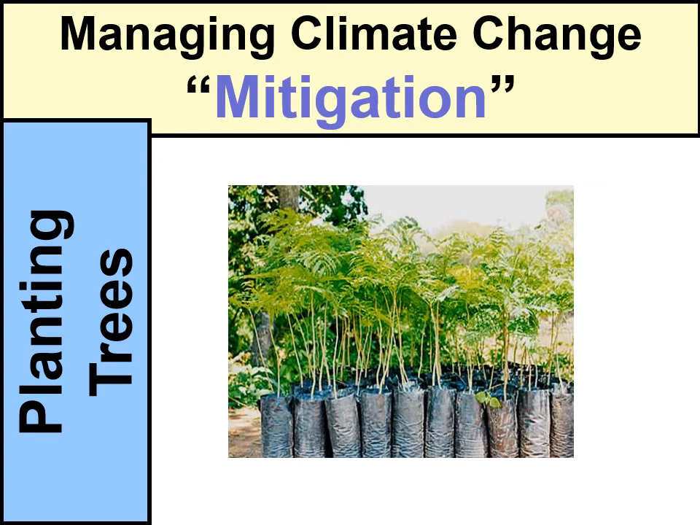Another mitigation strategy is planting trees, and this is sometimes known as afforestation, which of course is the opposite of deforestation. So deforestation is chopping down the trees, afforestation is replanting or planting new trees. The idea being that trees take in carbon dioxide as part of the process of photosynthesis and give out oxygen. So the more trees that you have, the more CO2 is removed from the atmosphere.